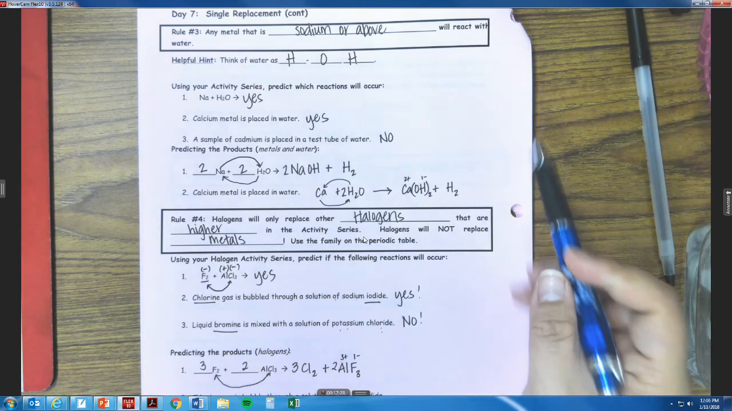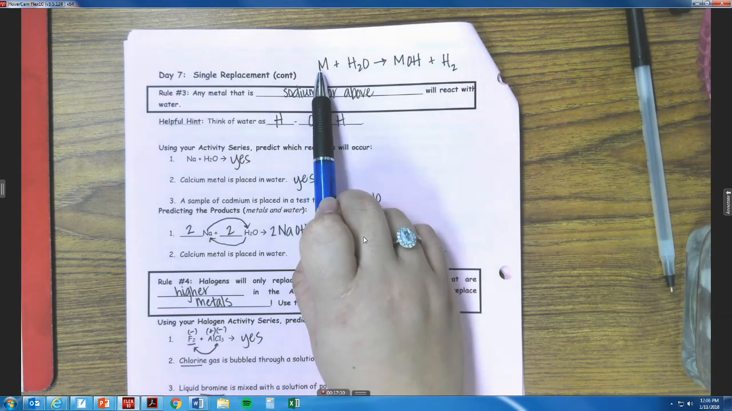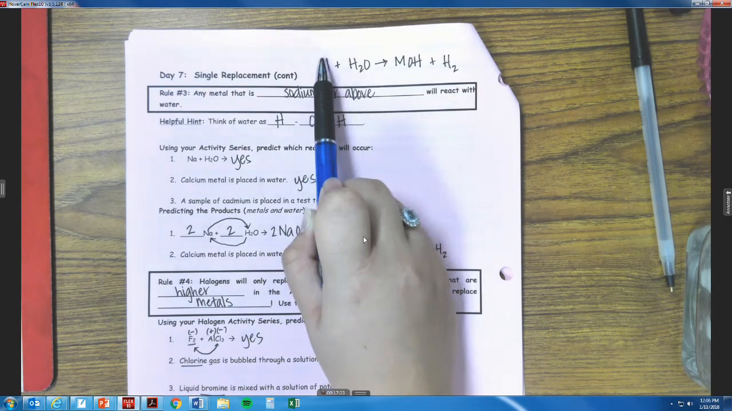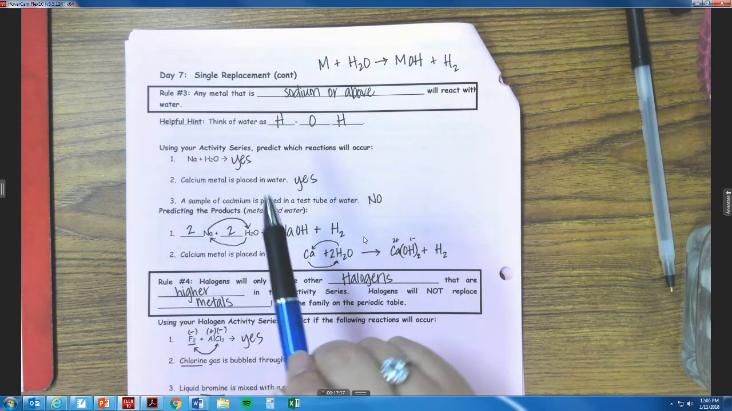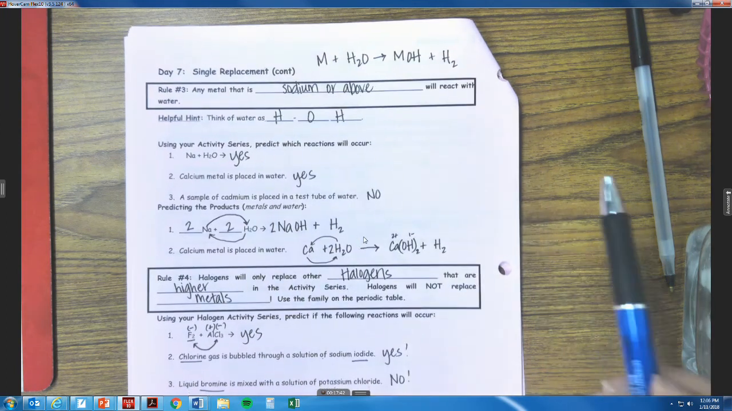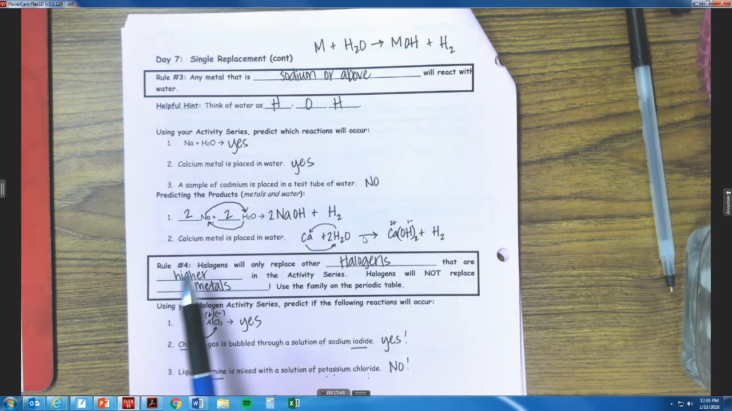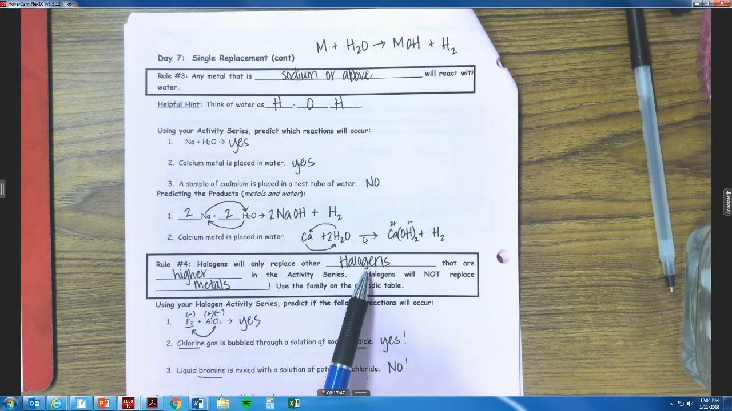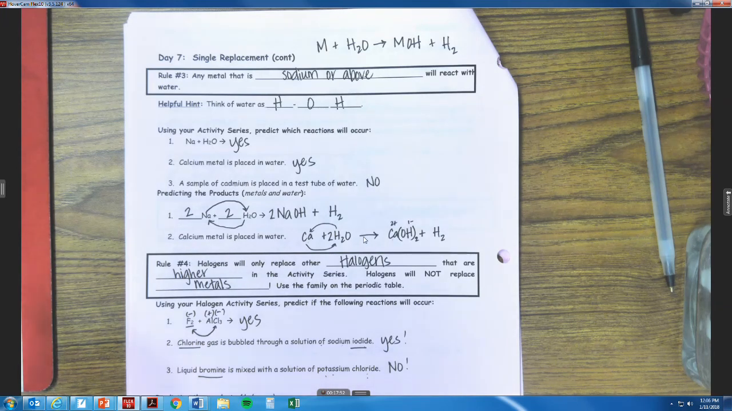Okay, rule number 3 is a metal reacting with water. So our metal has to be sodium or higher. Remember, there's only 5 metals that will react with water. And then rule number 4 is halogens will only replace other halogens. Okay, so like replaces like. It's important to remember that positive atoms are only going to replace positive atoms. Negative atoms are only going to replace negative atoms. Okay, so think of it as metal replaces metal and non-metal replaces non-metal.